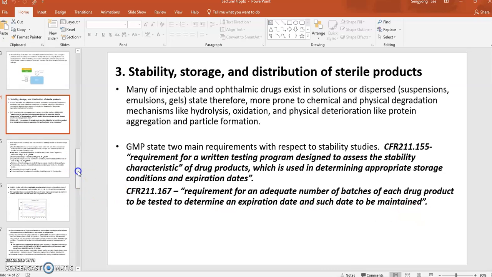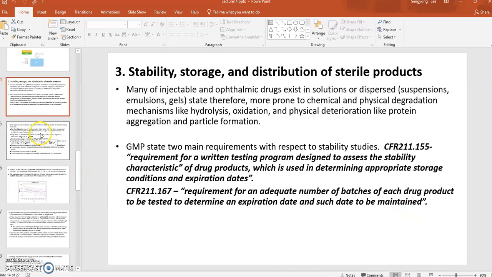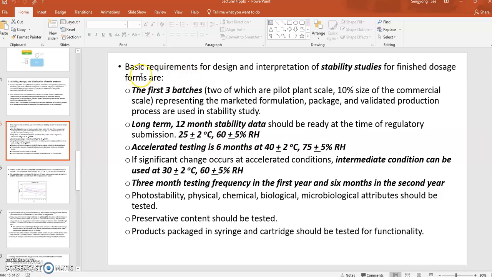Okay, so there's a heavy burden of stability testing and validation. The basic requirements for design and interpretation of stability studies for finished dosage forms are like this. When you start to manufacture, the first 3 batches, 2 of which are pilot plant scale and 10% size of the commercial scale, represent the marketed formulation, package, and validated product processing, and are used in stability testing. So when you start manufacturing your product, the first 3 batches should be used for your stability testing. That's what it means.